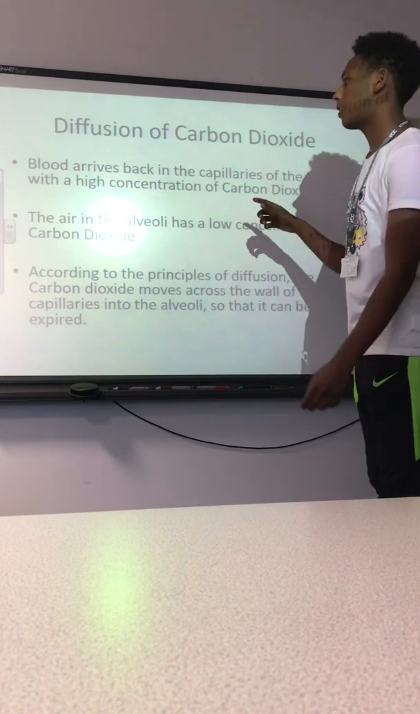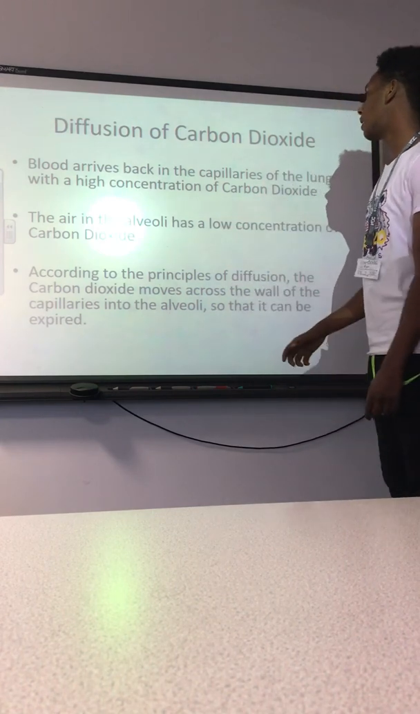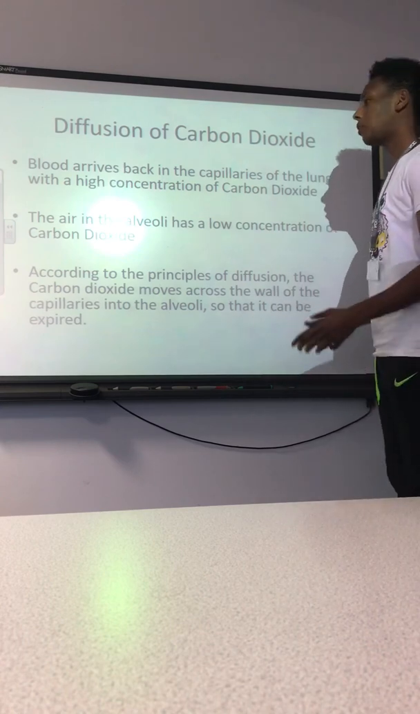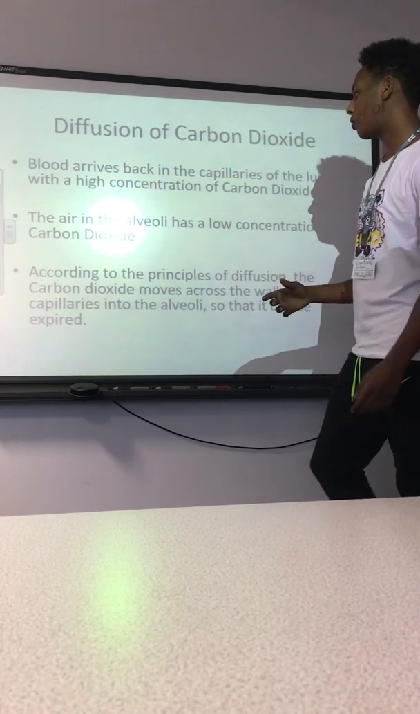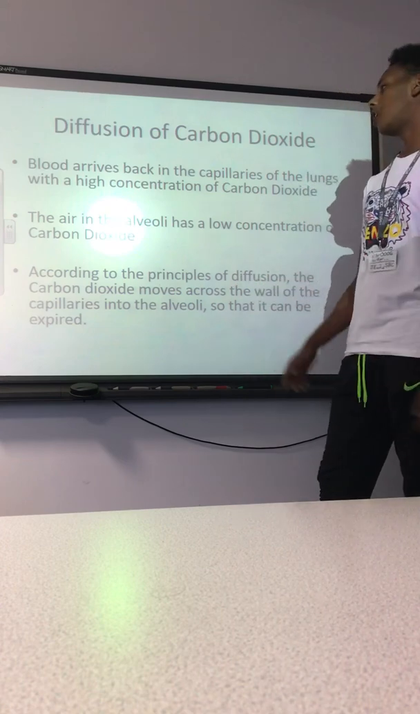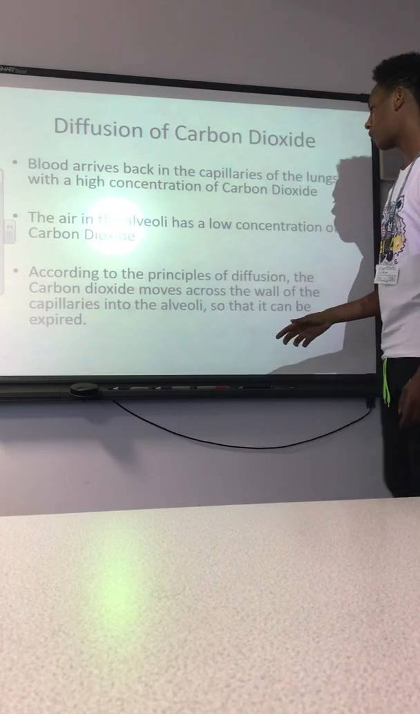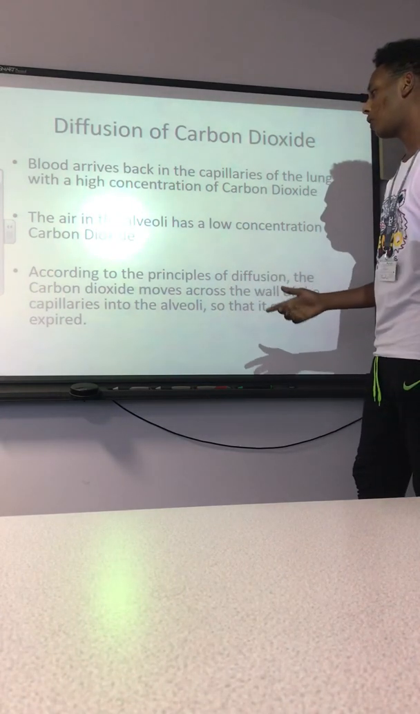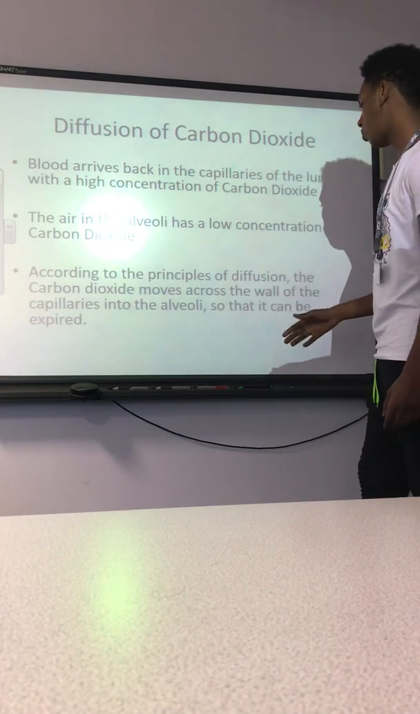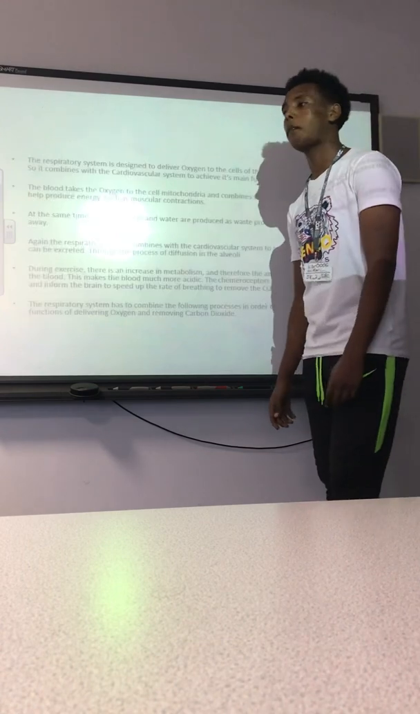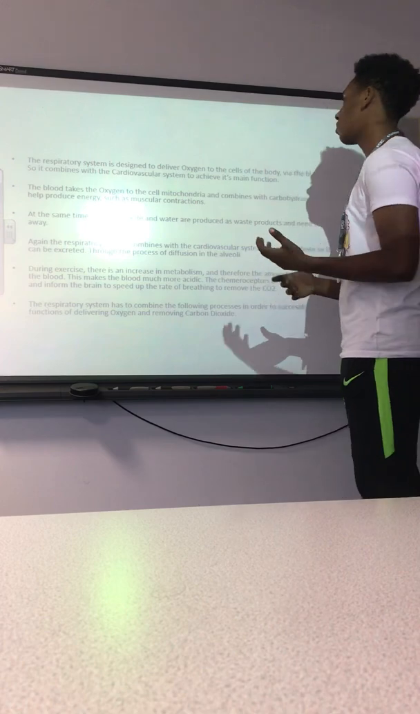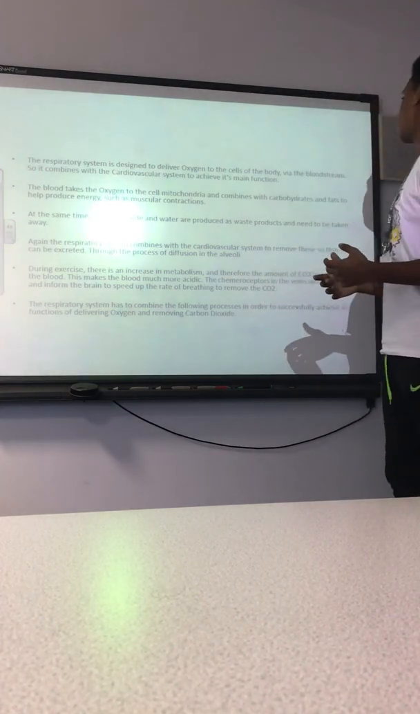Diffusion of carbon dioxide. Blood arrives back in the capillaries of the lungs with a high concentration of carbon dioxide. The air in the alveoli has a low concentration of carbon dioxide. According to the principles of diffusion, the carbon dioxide moves across the wall of the capillaries into the alveoli so that it can be expired.